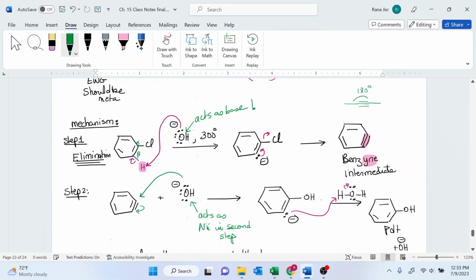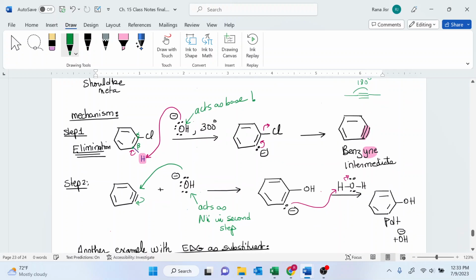So after you do the elimination, now you are going to do the addition. After the OH acts as a base, takes the hydrogen, and makes the triple bond, the OH is going to attack again, and now it's going to act as a nucleophile. But you can notice here, for this example, it really doesn't matter because those two carbons are the same. I don't have any substituent on the benzene. But if I have a substituent on the benzene, the OH has the possibility to attack either this carbon or this carbon. And this is why we get two products and not one.